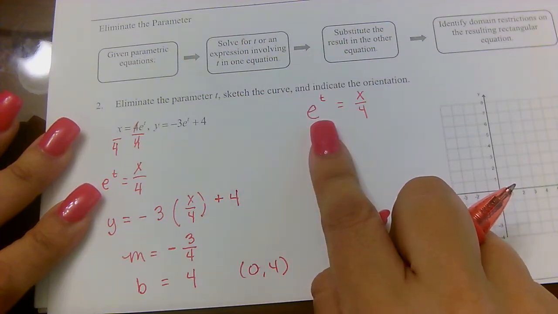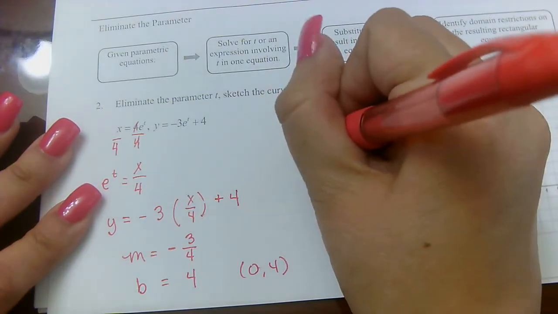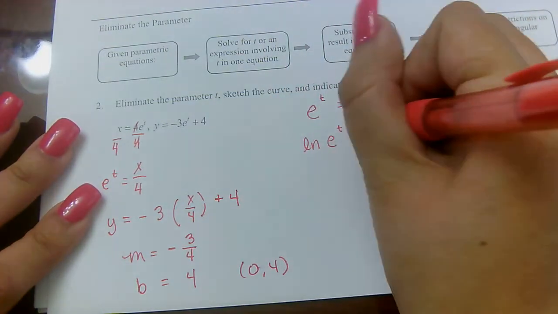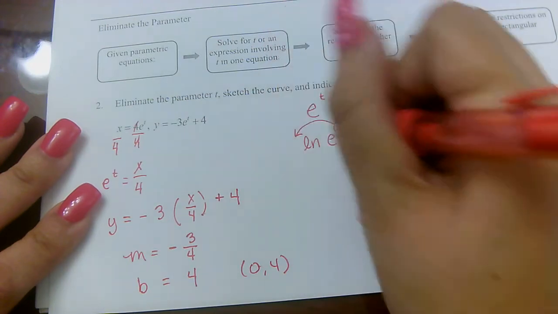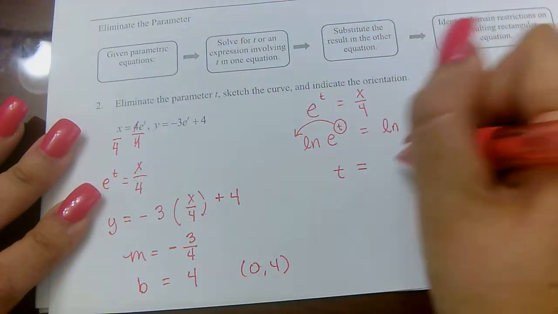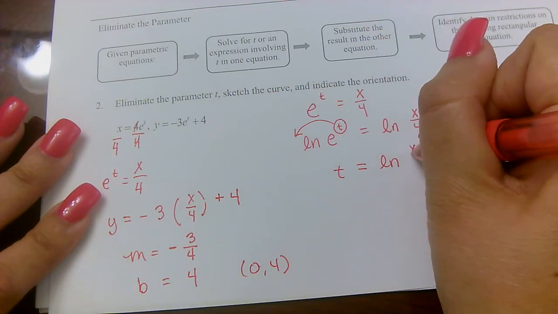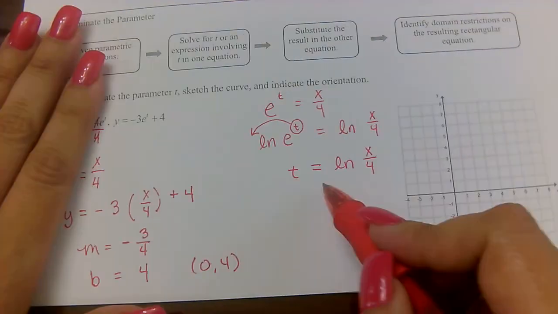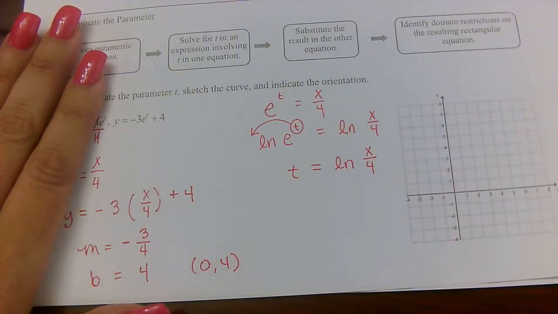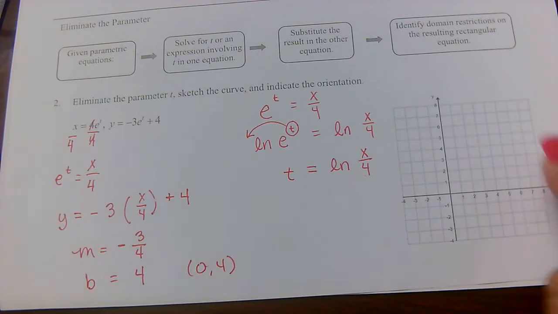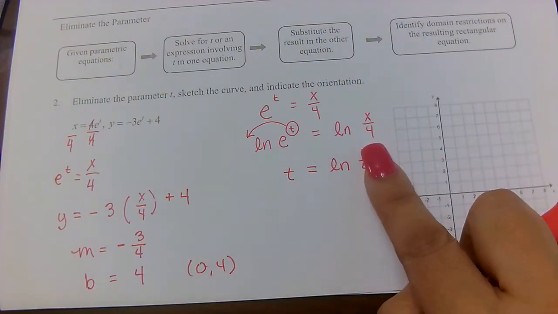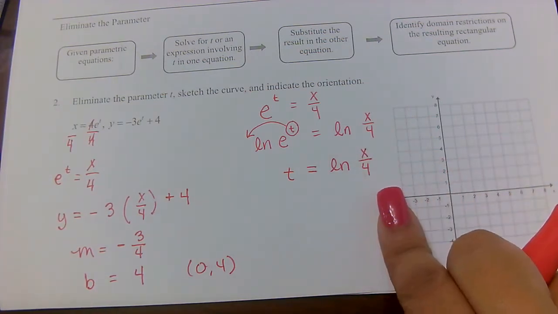In this particular case, you need to apply an ln to both sides. Remember your power rule, this will come out to the front. So I get t is equal to the natural log of x over 4. In this case, what does your natural log graph look like? Well, if you don't remember, it's okay, but it's coming down like this. X cannot be 0, nor can x be negative.